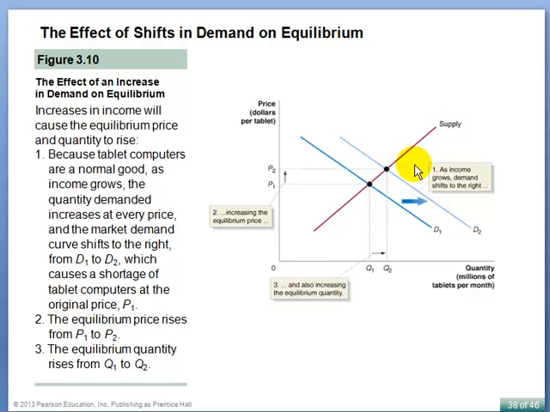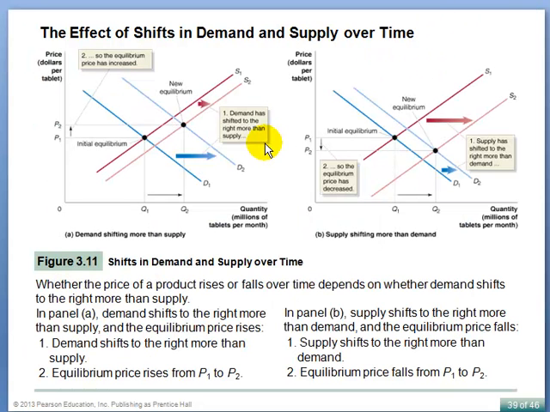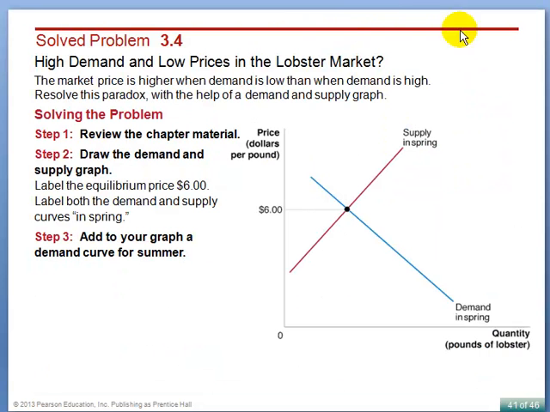Let's see what the result is if the supply stays the same. So now the price goes up and the quantity goes up as well. Both price and quantity go up, and we get the new equilibrium point. Please check these two graphs out. Whether the price of the product rises or falls over time depends on whether demand shifts to the right more than the supply curve does.